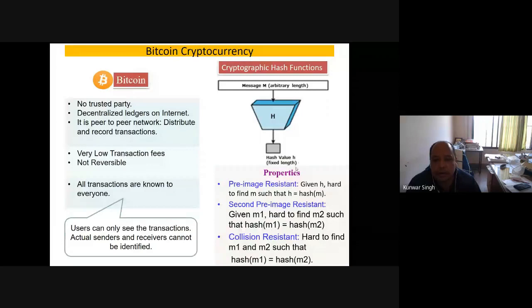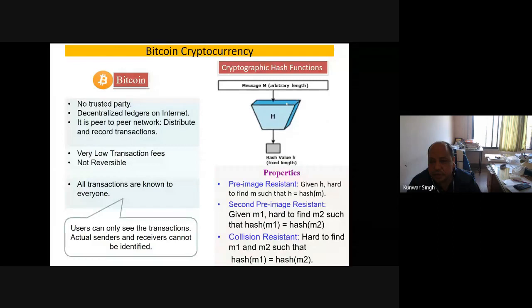Now this is an arbitrary length message, and hash will compress this to 512 bits. So you see the input is very large, output is only 512 bits. Definitely this is a function. Hash is also a function. Definitely it will be many to one. It cannot be one to one.